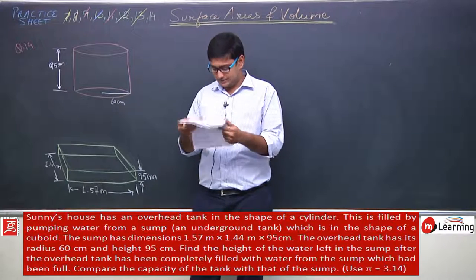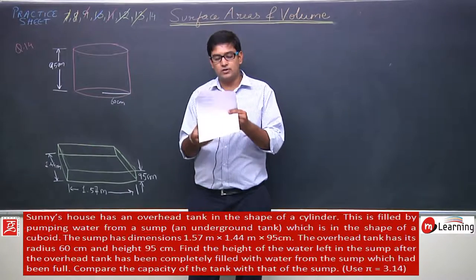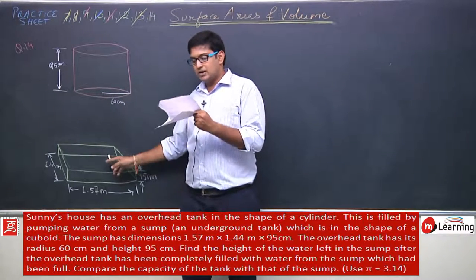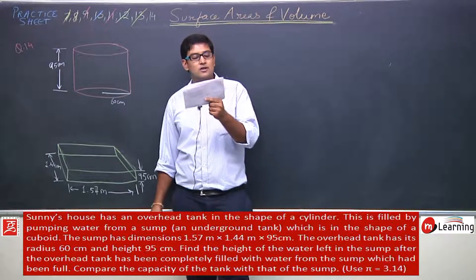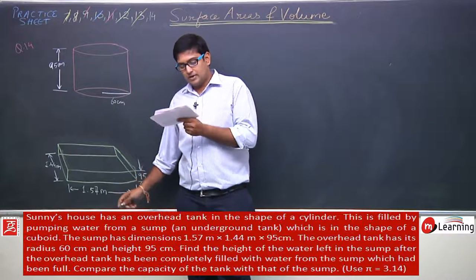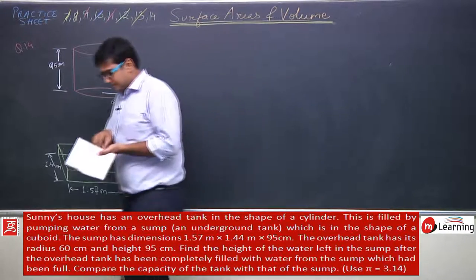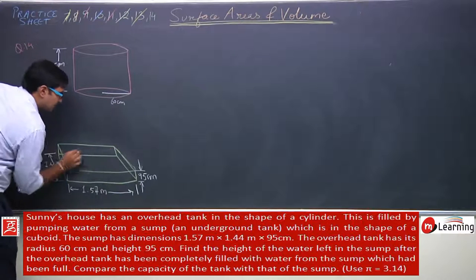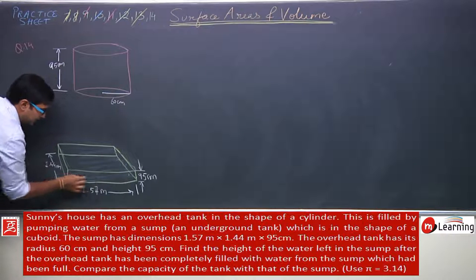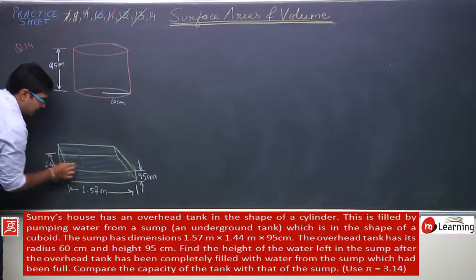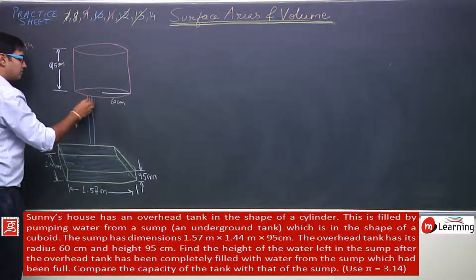Now further it says: find the height of the water left in the sump after the overhead tank has been completely filled with the water from the sump. I am assuming that this sump is completely full, up to the height of 95 centimeters, and then water is pumped from this tank to the tank at the top.